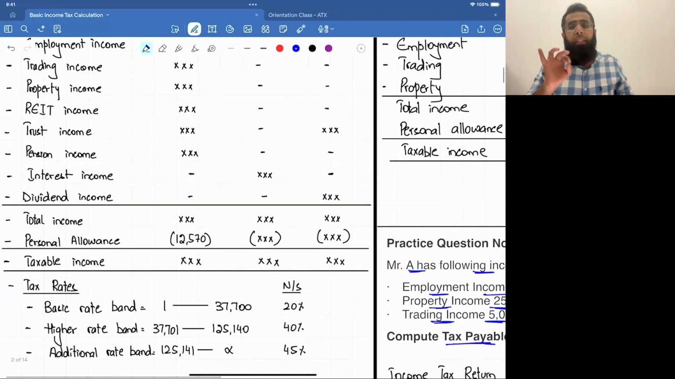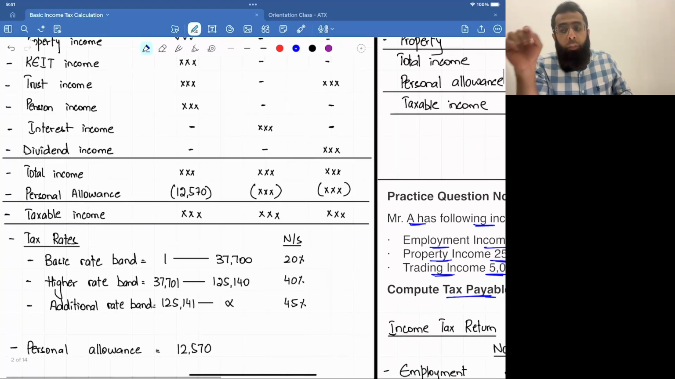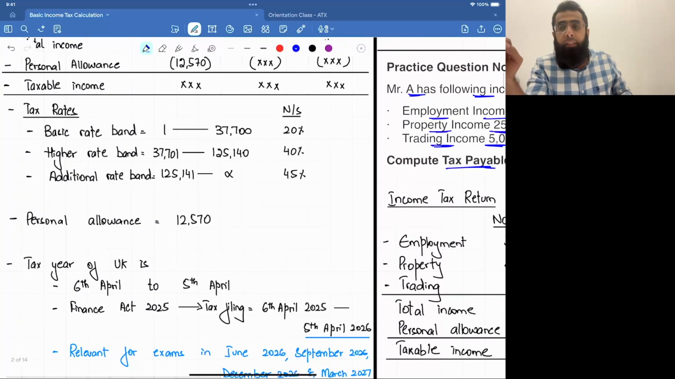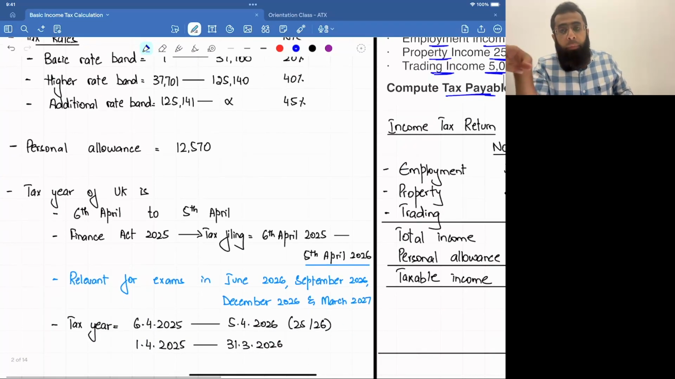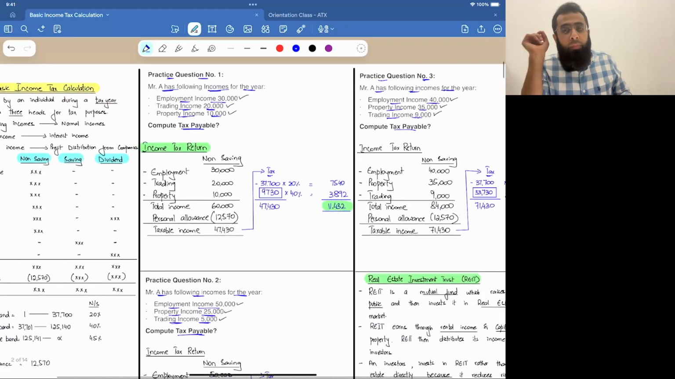You classify the incomes, you deduct the personal allowance. It's a fixed value provided by the tax department. You use the tax bands to calculate the taxes. Basic rate band 37,700, higher rate band from 37,701 to 125,140, and then comes the additional rate band. Tax year is from 6th April to 5th April. We did 3 basic practice questions first.